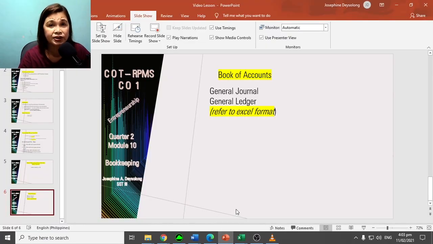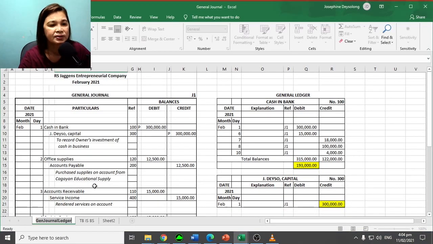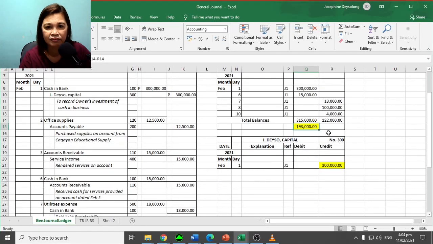For the book of accounts, it is always best to use Excel format, especially when you start with the general journal and the general ledger. So let's go back to my worksheet here, which is this general journal. I have here my formula that is already with formula. All the debit side here, I just have to add up, and then the difference of the two balances, debit and credit balances.